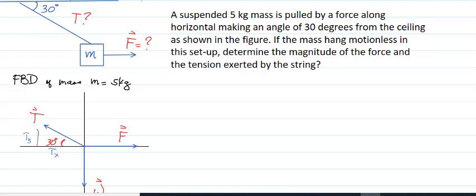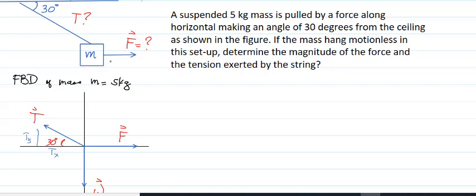Let's apply Newton's laws in solving this given problem. A suspended 5 kilogram mass is pulled by a force along a horizontal, making an angle of 30 degrees from the ceiling as shown in the figure. If the mass hung motionless in the setup, determine the magnitude of the force and the tension exerted by the string. So we have here a given mass suspended by a string, and because of the force pulling horizontally, the string makes an angle of 30 degrees with respect to the horizontal. And of course, there is also a tension force exerted by the string on our given mass.